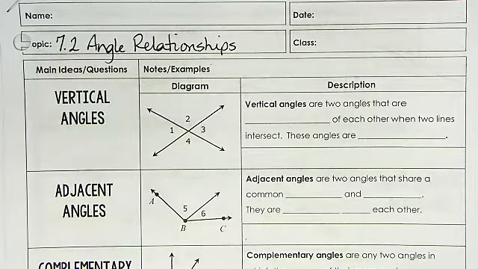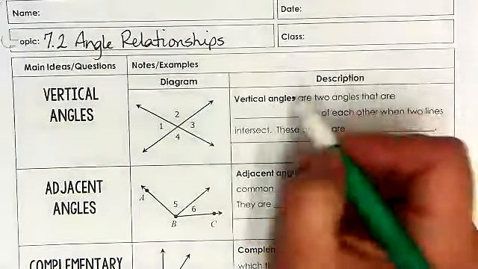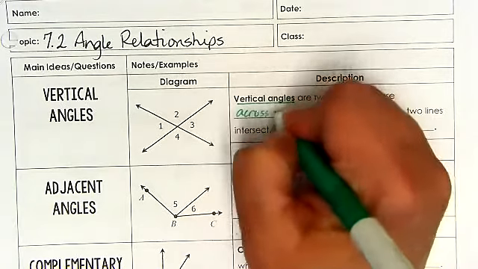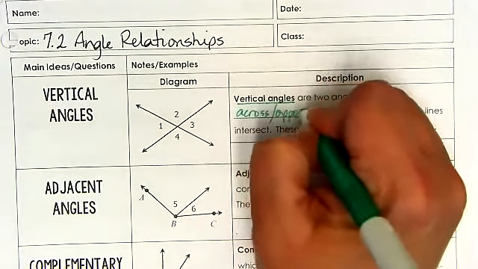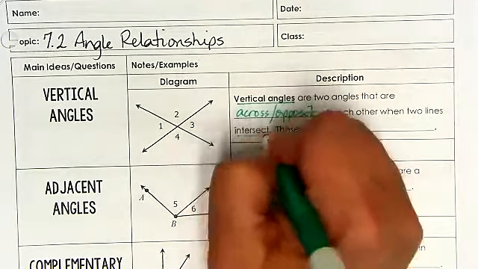Okay, hello again. So today we're doing 7.2, which is angle relationships. All right, so the first one we're going to talk about is vertical angles. That's two angles that are across or opposite of each other when two lines intersect.